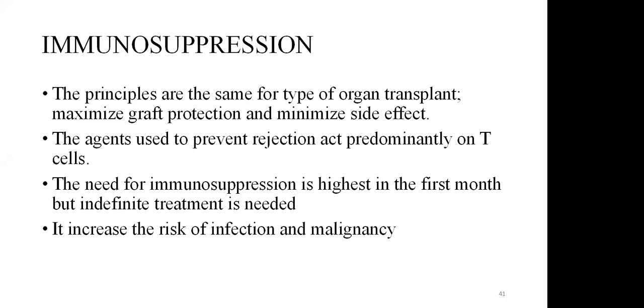Agents used to prevent rejection predominantly attack the T cells because, as we have seen from the immunology of transplants, the T cells are the primary cells that mediate transplant rejection. So the target is on the T cells. There is the need for immunosuppression in the first 3 months, but however, we still need maintenance. It is important to note that immunosuppression predisposes to infection and malignancies.